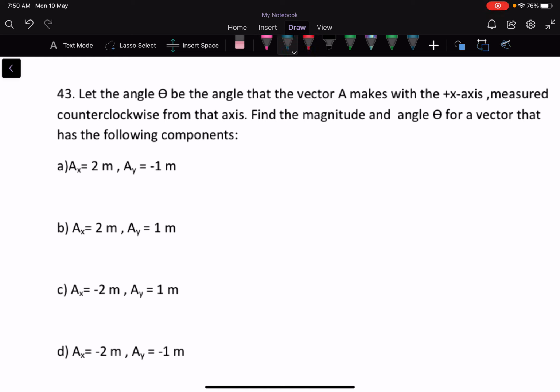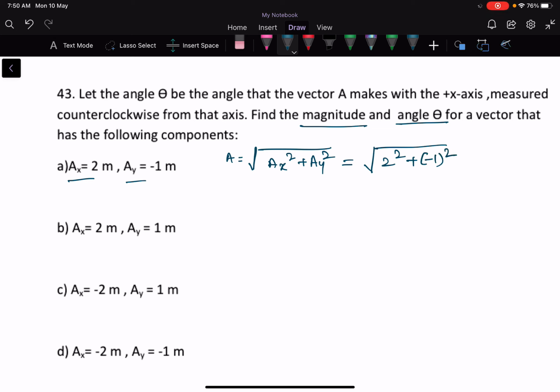Let the angle theta be the angle that the vector A makes with the positive x-axis, measured counterclockwise from that axis. Find the magnitude and angle theta for a vector that has the following components. Here, he has given the x component and y component. He has asked to find out magnitude and direction. Okay, so magnitude of A is equal to under root of ax square plus ay square. That is under root of 2 square plus minus 1 square, which equals root 5 units. Root 5 meters is the answer.